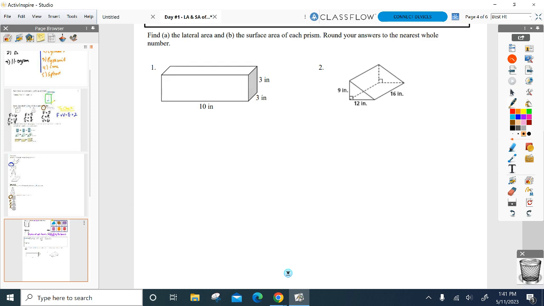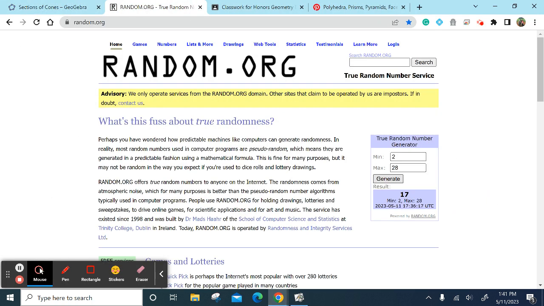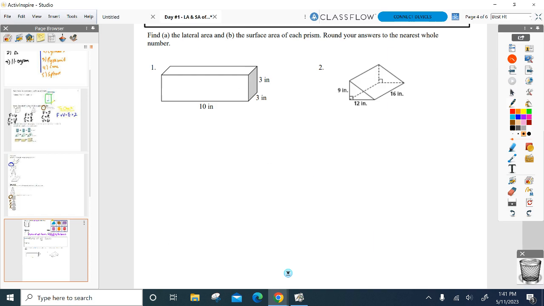All right, so for the first question, what do I call that prism right there? That's a what type of prism? Triangular, right? Because it's got triangular bases. So part A says, let's find the lateral area. And I'm always going to abbreviate lateral area LA, instead of writing out the word. Hey, guys, I don't have a formula for you. I want you to understand the concept of lateral area.